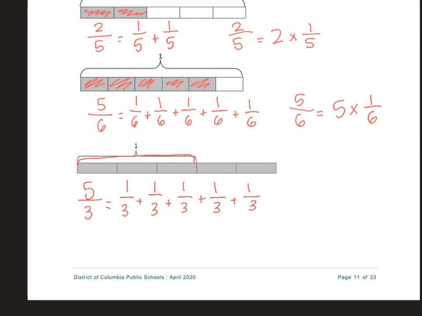Okay, and then writing my multiplication sentence again, this is the same as 5 thirds is equal to 1, 2, 3, 4, 5 copies of 1/3.